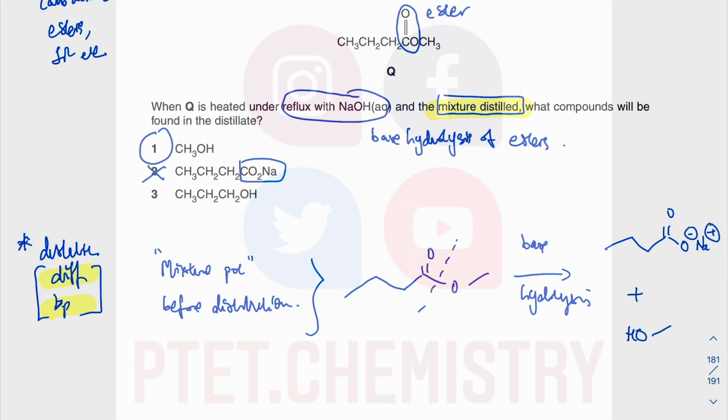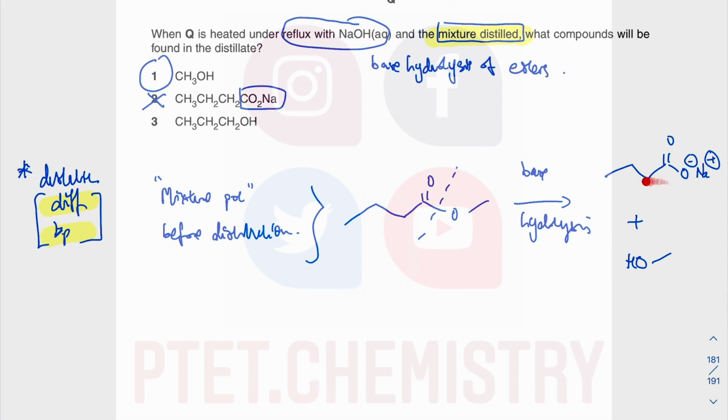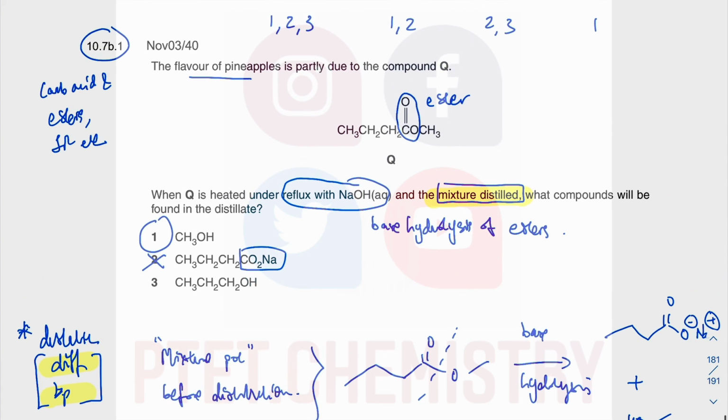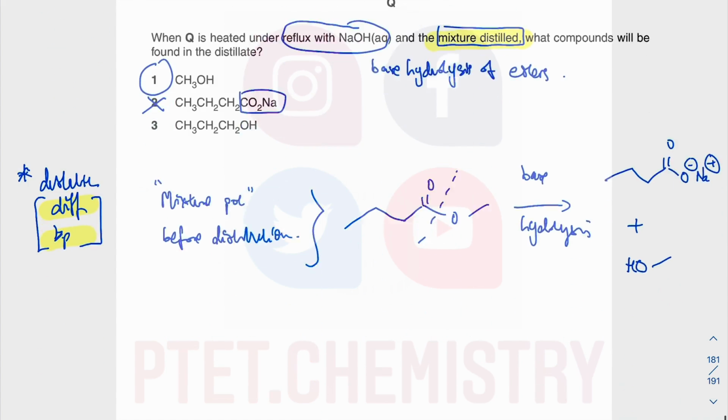They are not simple molecules, unless you have the carboxylic acid, then yes, that can come off as the distillate because that will not have a giant ionic structure. So a lot of students, when they see this question, will probably be thinking, oh, base hydrolysis, but they didn't take into account that you are doing distillation: different boiling points, high boiling point, giant ionic structure, wouldn't be distilled off easily at all.